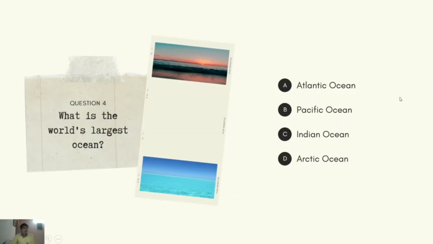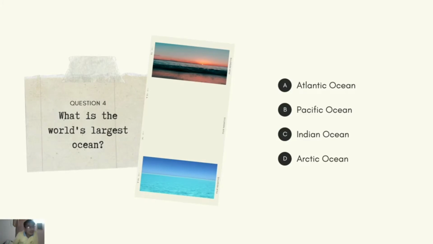Next question. What is the world's largest ocean? Now you may have a question: how many oceans are there in the world? Generally, you have been taught about the four oceans: Atlantic Ocean, Pacific Ocean, Indian Ocean, and Arctic Ocean. But a new ocean has been introduced. It has been classified as an ocean as it is below the Indian Ocean and above the Antarctic region, or Antarctica continent. That ocean is called the Southern Ocean or South Ocean. So in all, there are five oceans in the present time.